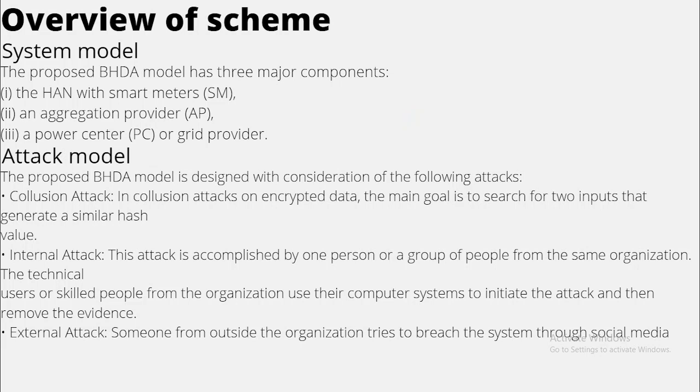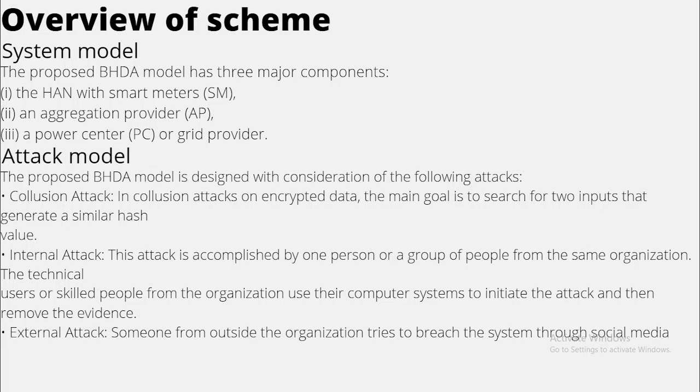And in the attack model, this model is designed with consideration of three attacks: collision attack, internal attack, and external attack. So in a collision attack on encrypted data, the main goal is to search for two inputs that generate a similar hash value. In the internal attack, this attack is accomplished by one person or a group of people from the same organization. The technical users or skilled people from the organization use their computer system to initiate the attack, and then remove the evidence.